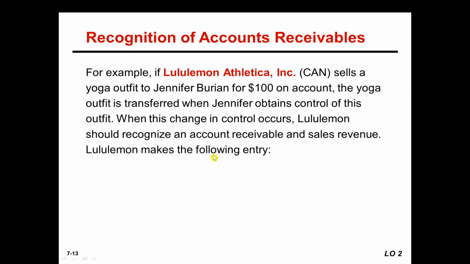So the entry will be account receivable on debit and sales revenue on credit, as much as $100. So you see here account receivable in debit. It means that the assets are increased by 100, and the sales revenue in credit means that sales revenue also increases by 100.